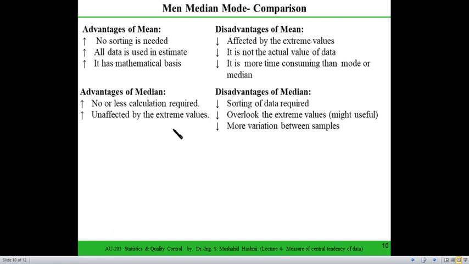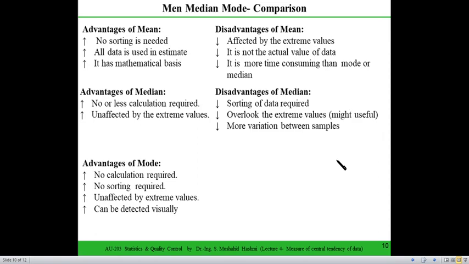The disadvantage is you need to first order your data, sort your data, whether in ascending or descending order, and then you can look for extreme values. Sometimes we can overlook the extreme values which could be useful, which are part of some observation, might be due to some error, and that can be overlooked once we are calculating the median. There is also more variation between the samples. From sample to sample, different data sets would have different medians.